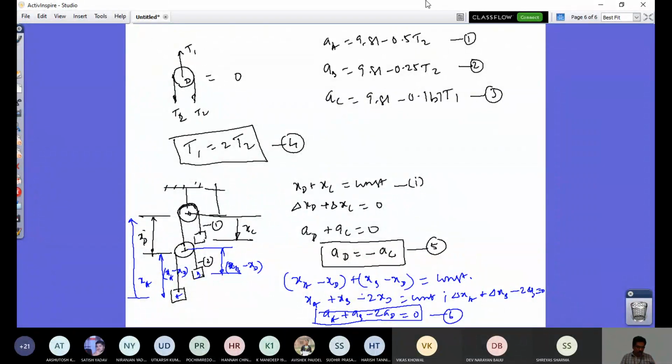So now how do I go about solving my problem? Again, you see, I want to eliminate AD. I have here AD is minus AC, so I can eliminate this AD. Putting this in equation 6, I'll have my seventh equation. That is my equation: AA plus AB plus 2 times AC equals 0. That's my 7th equation.